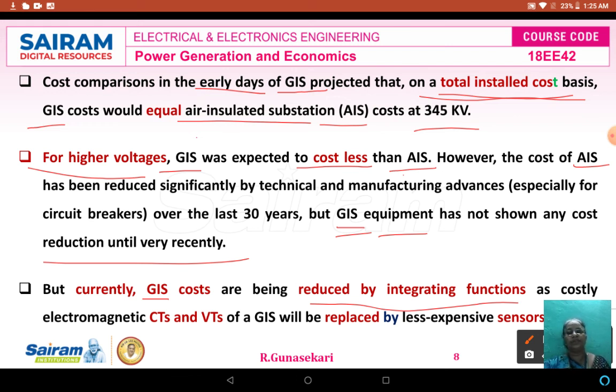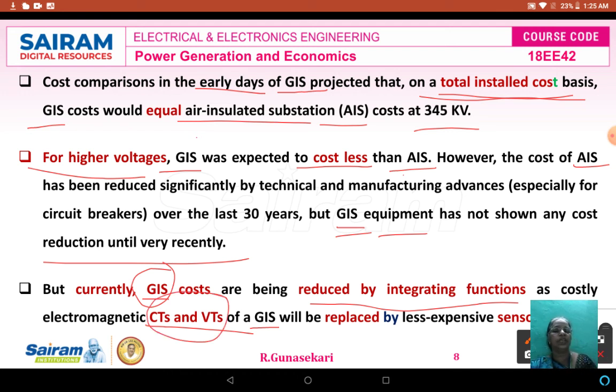Integrating functions means that the current transformer and the potential transformer of the gas insulated substation are replaced by less expensive sensors, and then we can reduce the cost of the gas insulated substation. Instead of current transformer and voltage transformer, we can use the less expensive sensors.